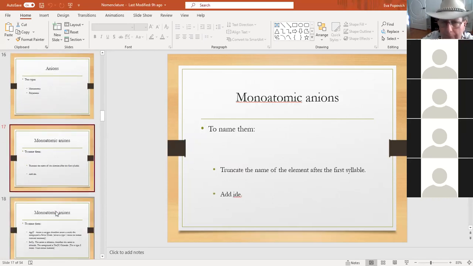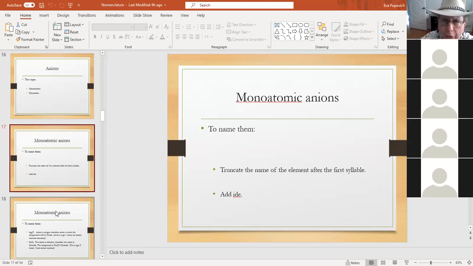Monoatomics, to name them, you take the first syllable of the element. If we have oxygen, that's ox. If it's sulfur, it's sulf. If it is nitrogen, it's nit. You take the first syllable.